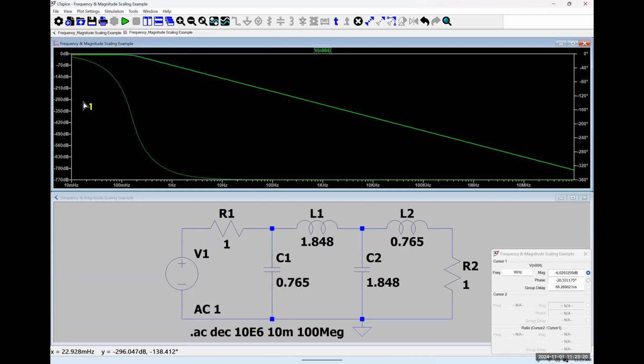If I just take my cursor and move it over here, we see that we have -6.029 and so on. That is effectively 20 times the logarithm of 1/2. So my first question to you guys is, why are we starting out at -6 dB? Anybody have any thoughts?